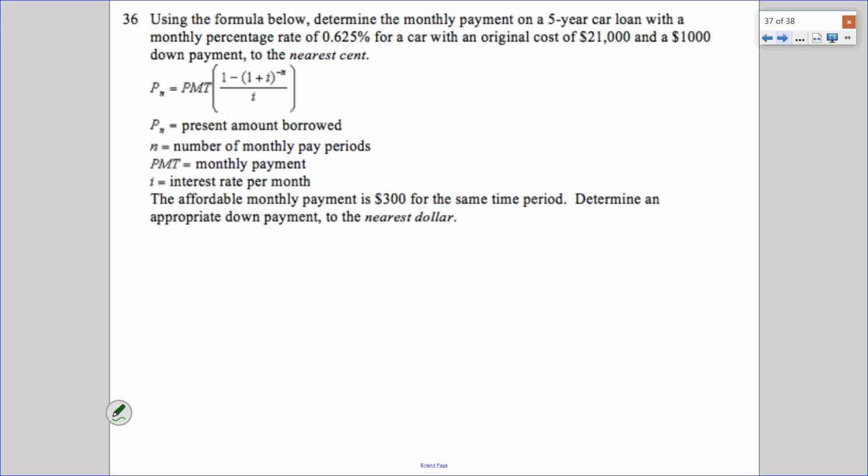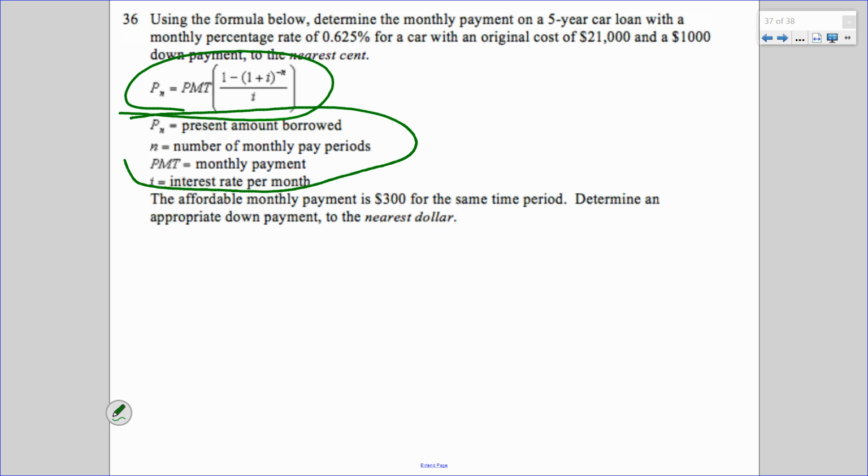Right now, I process none of that. I was waiting for this. All right, it's telling me what each variable represents. So now I'm going to read back through that and see what's going on. It's asking for the monthly payment. So the monthly payment is PMT. That's what I'm trying to find.